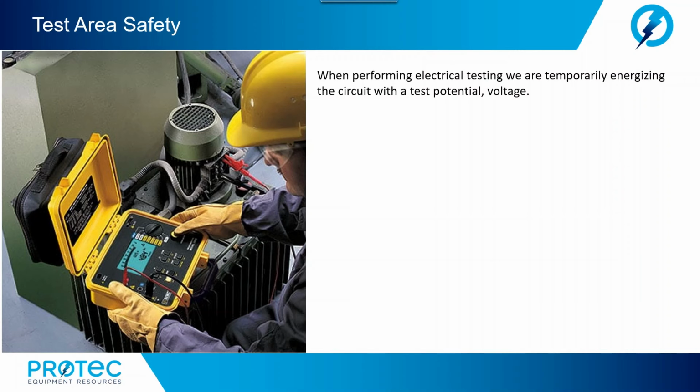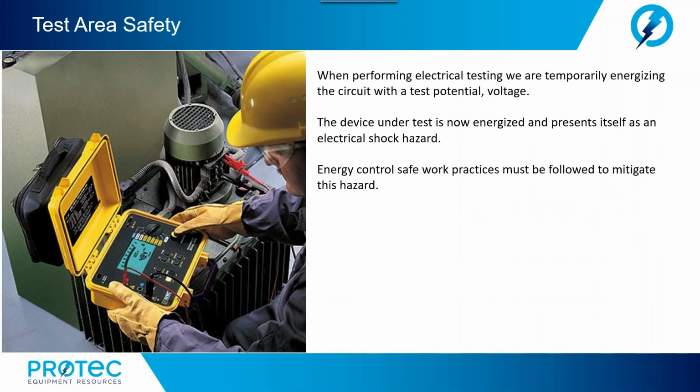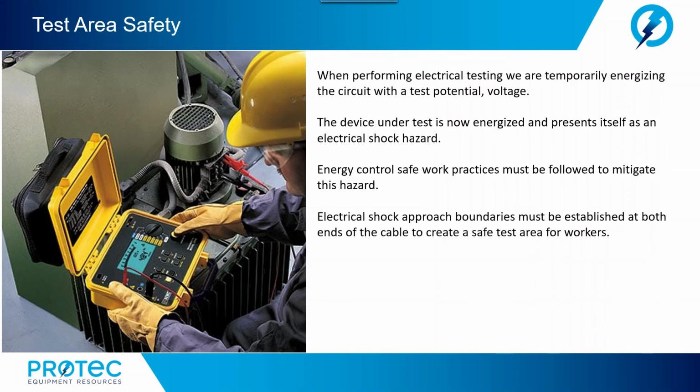All right, now let's talk a little bit about safety. When performing electrical testing, we are temporarily energizing the circuit with a test potential or voltage. The device under test is now energized and presents itself as an electric shock hazard. Energy control safe work practices must be followed to mitigate this hazard. Electrical shock approach boundaries must be established at both ends of a cable or a busway system in order to create a safe test area for workers.